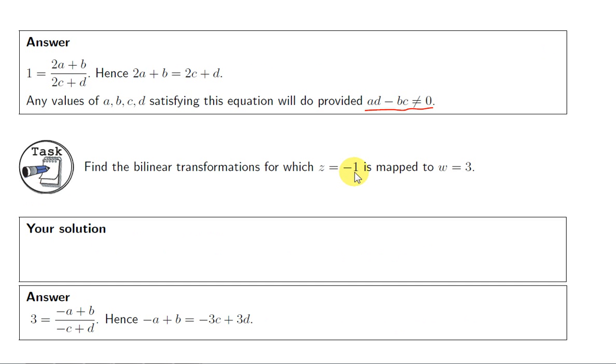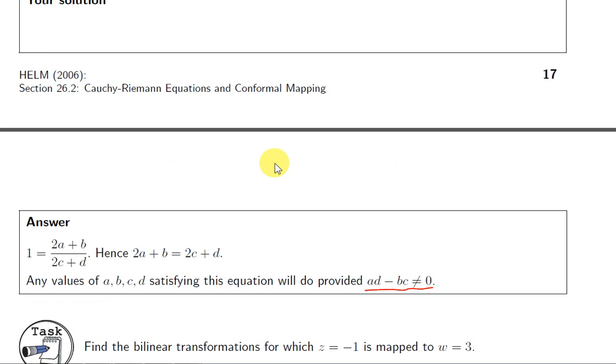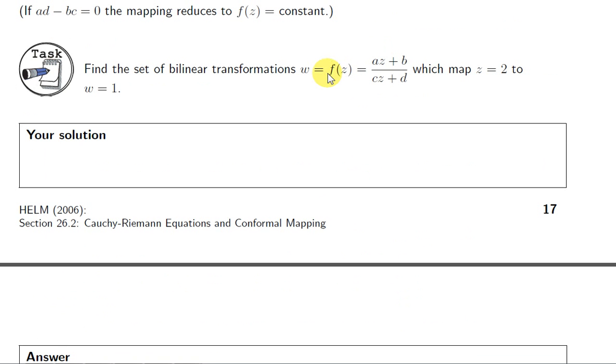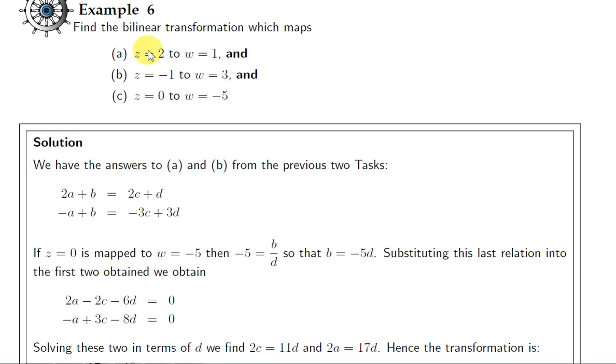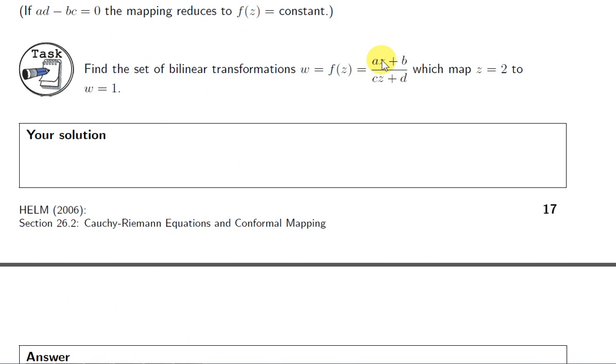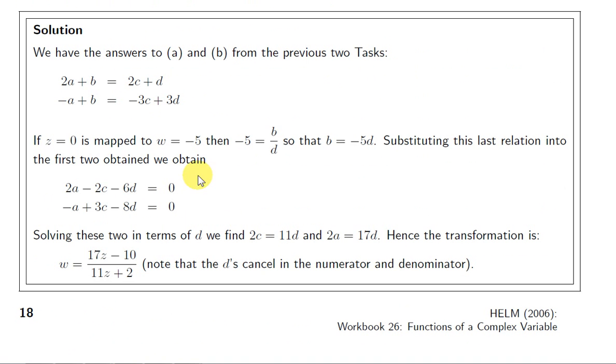Here's a similar example, z equals minus 1, w equals 3, so same as before, we just plug minus 1 in for z and set w equal to 3. Next we are going to get a bilinear transformation that sends 2 to 1, minus 1 to 3 and 0 to minus 5. Well, we've already got mappings that take care of the first two. Now we want a mapping that sends 0 to minus 5. So if we plug 0 in here, we just get b over d equals minus 5.